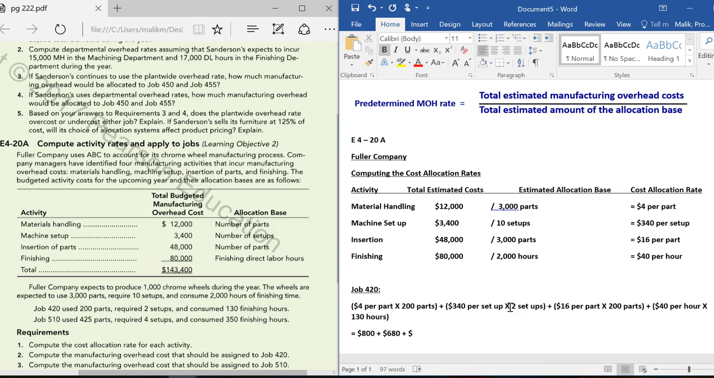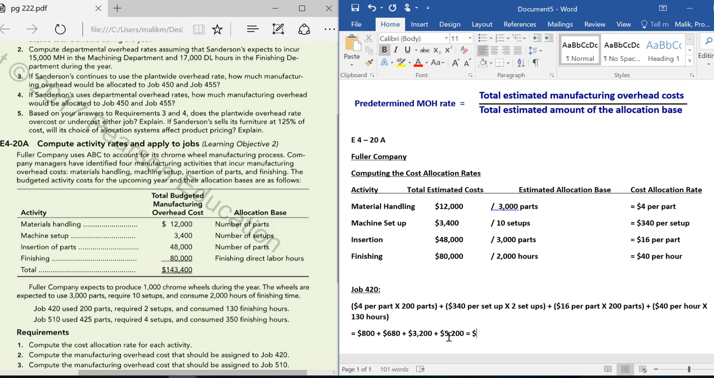And then our third activity is insertion. The rate is $16, which is driven by number of parts. So they used 200 parts for this job. So if you multiply $16 by 200, you will get 3,200. Our final activity is finishing. The rate is $40 per hour, and they used 130 hours. So if you multiply 40 times 130, you will get 5,200. And if you add all this, please check.